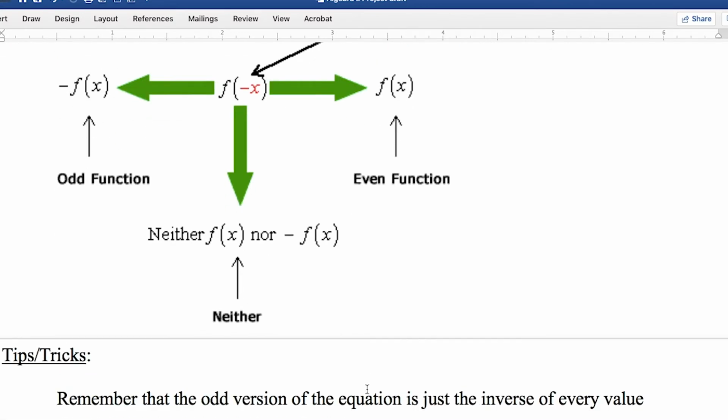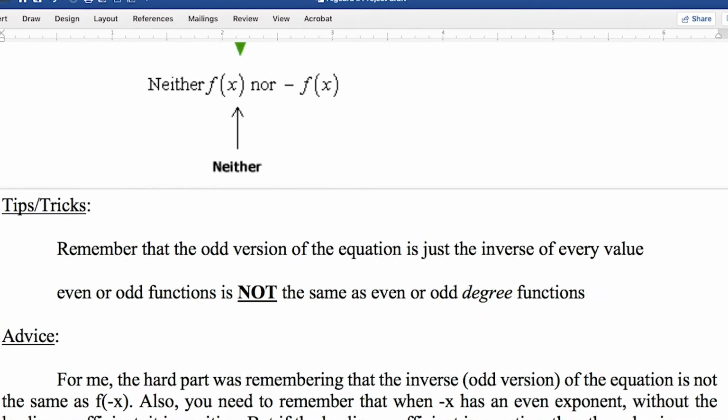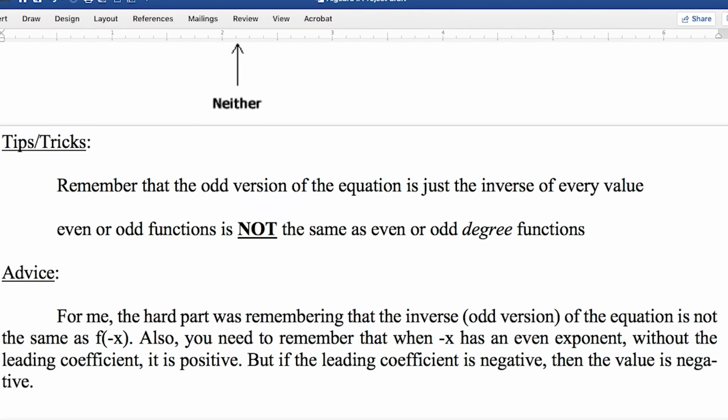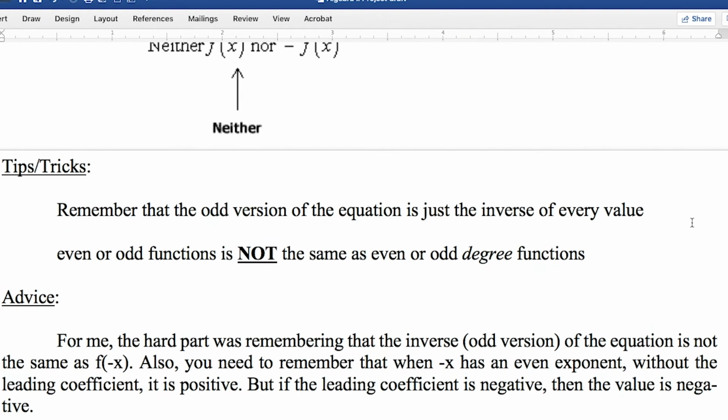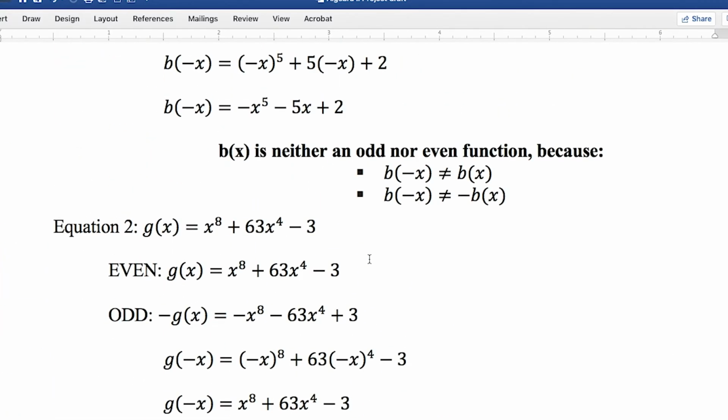And some tips and tricks. Remember that the odd version of the equation is just the inverse of every value. So x to the eighth would be negative x to the eighth, and then 63x to the fourth would be minus 63x to the fourth, and minus 3 would be plus 3.